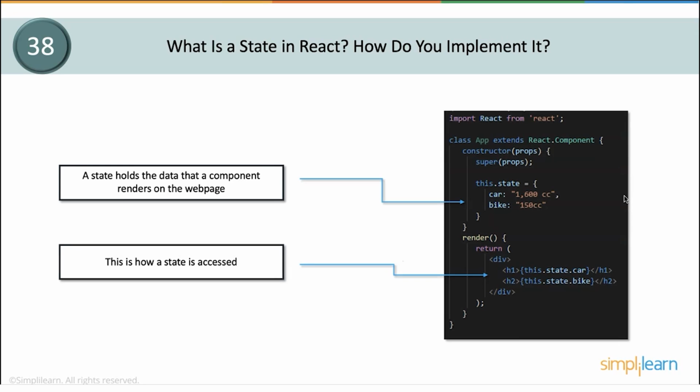So this is how the state is accessed, as you can see in this example here. In the constructor, we are defining the super props and the state is being initialized, and you're rendering the state. There are three different steps involved: initialize the state, render the state, and update the state.